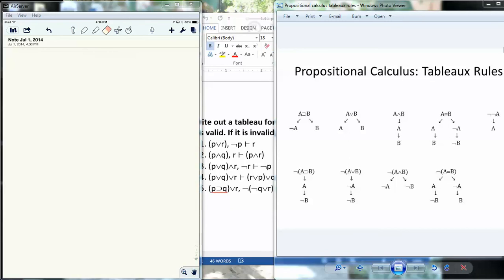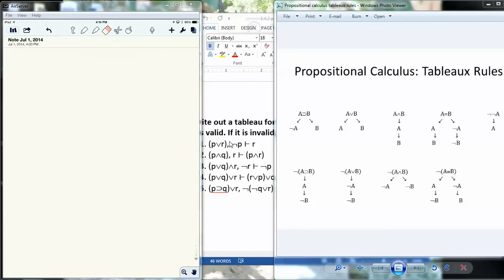Let's go ahead and do the homework for tonight. 1.4.2. Number one, it says P or R, not P. Does that entail R? If you look at it right off the bat, it should be pretty intuitive, right? P or R means at least one of these two things is true. I said one of them is false, so the other one's got to be true. That seems like it works.